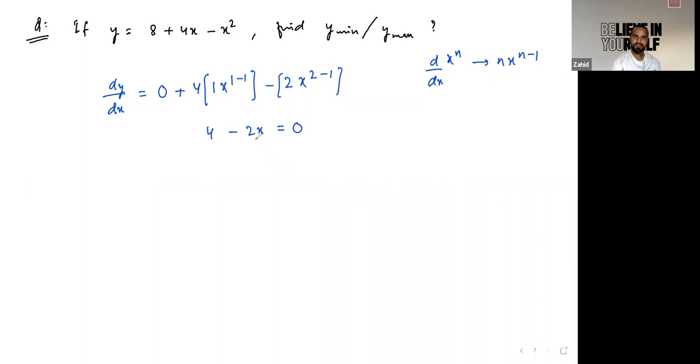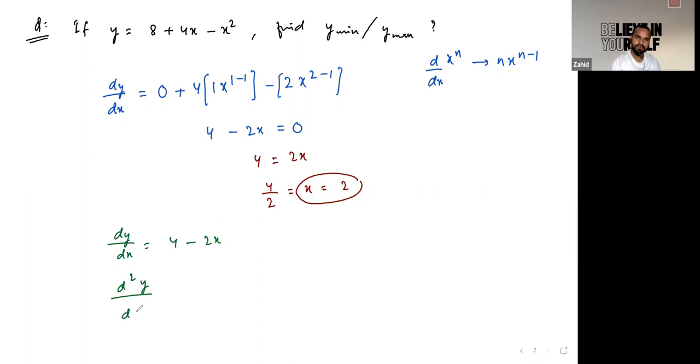So if you simplify it, move this minus 2x to the other side, it will be 4 is equals to 2x. To move to the other side, it will be 4 over 2 is equals to x. So you'll get x is equals to 2 from here. Now, the next part is to define whether this value would have maximum or minimum value of y. As we have dy dx is equals to 4 minus 2x, we have to differentiate it once more. So it will be second derivative.